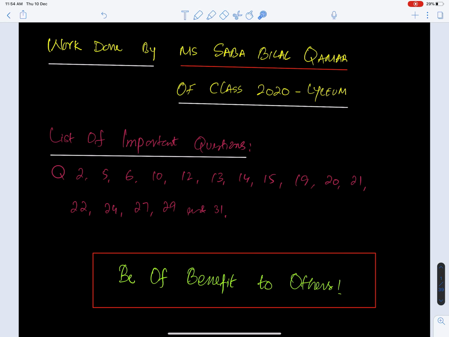An important advice for me and for everyone: be of benefit to others.